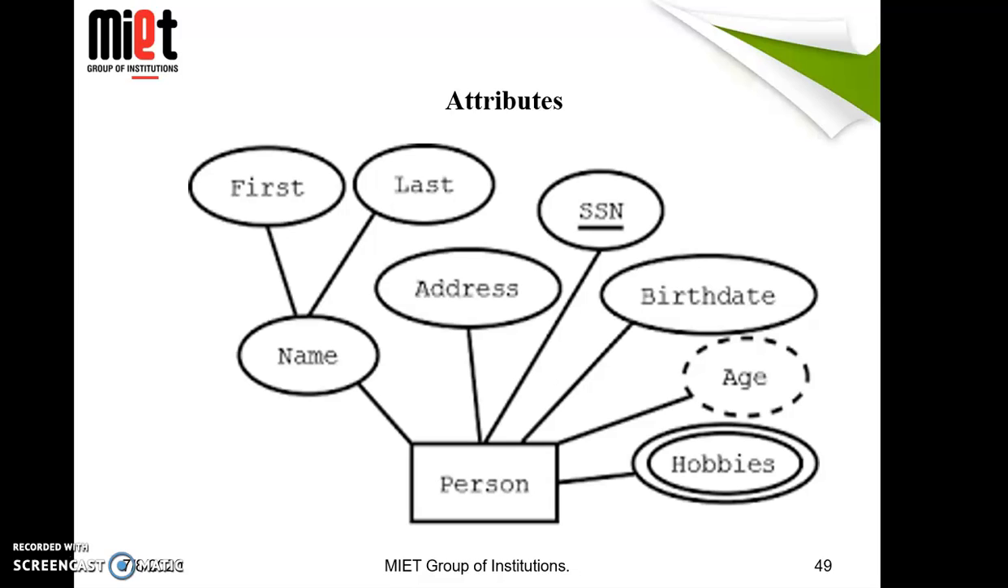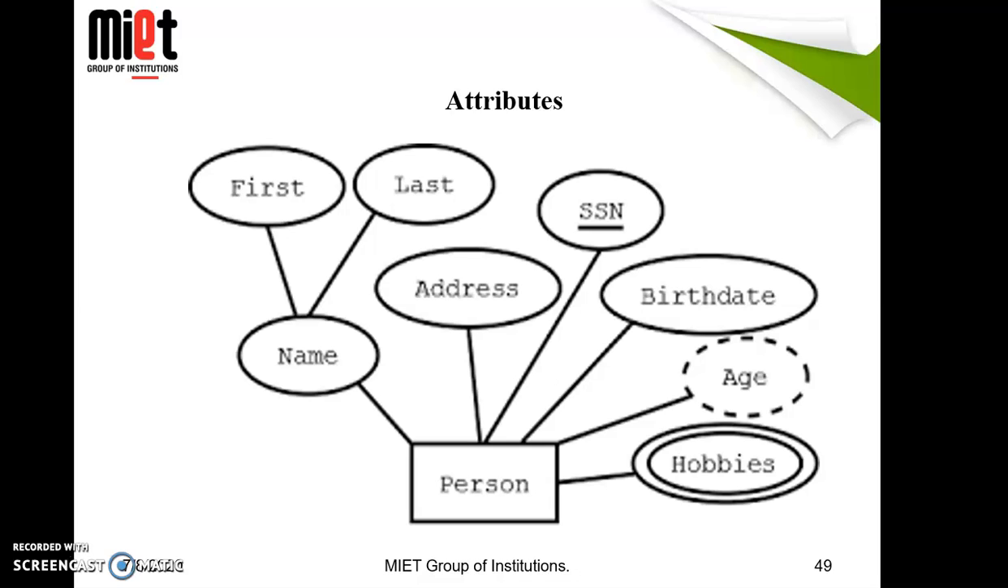So this is an example of attributes. Name is a composite attribute because it is subdivided into first name and last name. SSN is a key attribute because it uniquely identifies a person, because each person has a unique SSN number. So it is a key attribute.